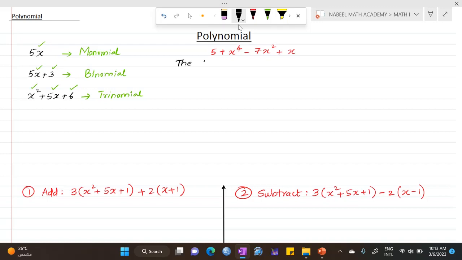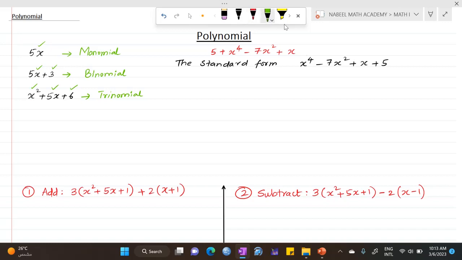The standard form of the polynomial can be written with the highest power of x first. What is the highest power? This is x power 4. Now the next power is power 3. Therefore, the power 3 is not there. Therefore, the next term is minus 7x square. And then plus x. And the last one is plus 5.